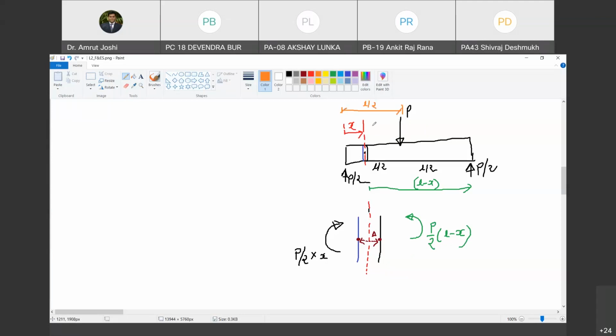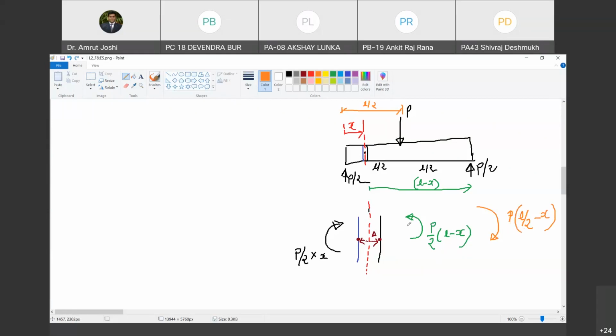So how much is this distance? It is L by 2 minus X. So it is clockwise in nature, and that is P into L by 2. Do you agree with L by 2 minus X? Do you agree with me? Yes, sir.